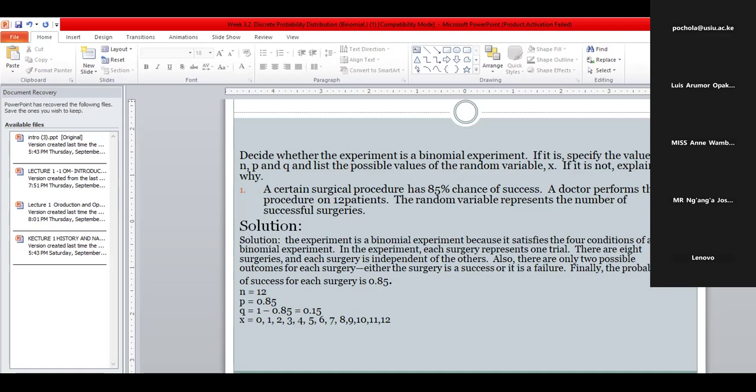Now, if you perform the 12 surgical procedures, the number of successes is the same thing we did last week on random variables. The number of boys can either be 0, 1, 2, 3. So the number of successes, the doctor can either have 0 successful surgeries, or 1, or 2, or 3, and we can list them: 4, 5, 6, up to 12, all of them successful. So this tells you this experiment is a binomial experiment and therefore can be modeled using binomial probability distribution. And you can cite a number of other examples.